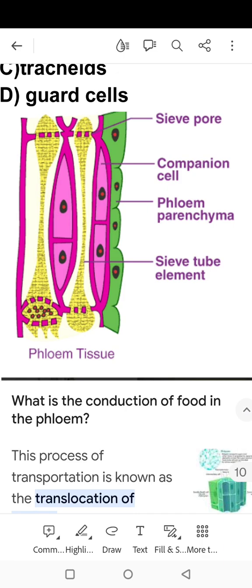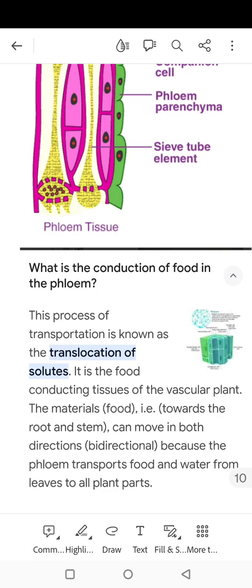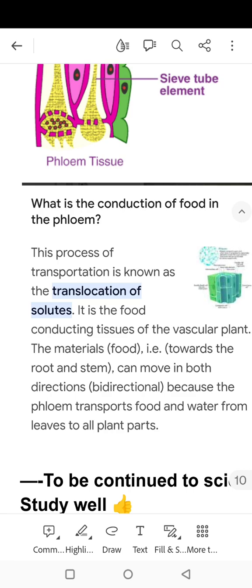And there will be phloem fiber also, which is not shown here, but it is the supportive tissue which gives mechanical support to the phloem. And the conduction of food in the phloem is called translocation of the solutes. Solutes are nothing but the byproducts of photosynthesis, like food materials in the form of glucose and many other amino acids, fatty materials, vitamins and minerals. So these are all translocated in the phloem itself.